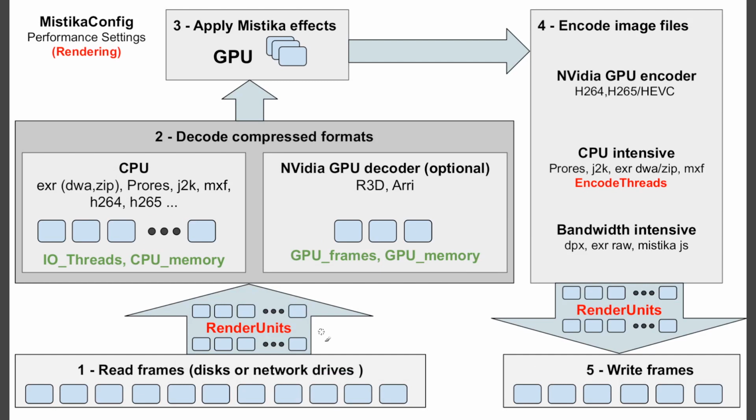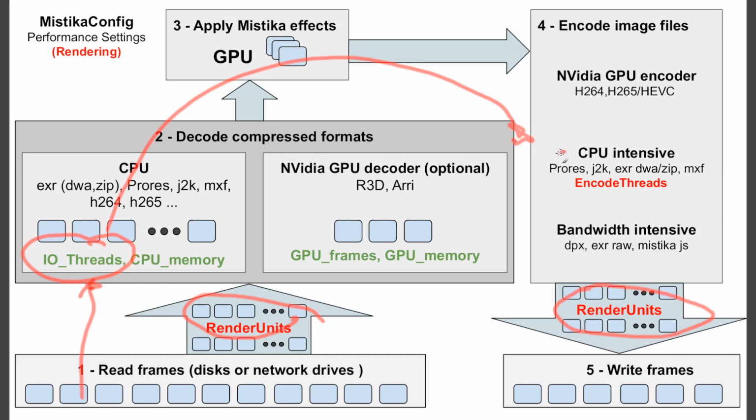Now we are using the render units to control the disk. We are not using the pipe units anymore because now we have to read and write, so we need separate control for this parameter. The IO threads is still in control of the decoding of source image formats, but now we have also an encode threads to control how we want to encode the compressed codecs. Also, we have some NVIDIA hardware encoders for H.264 and H.265.